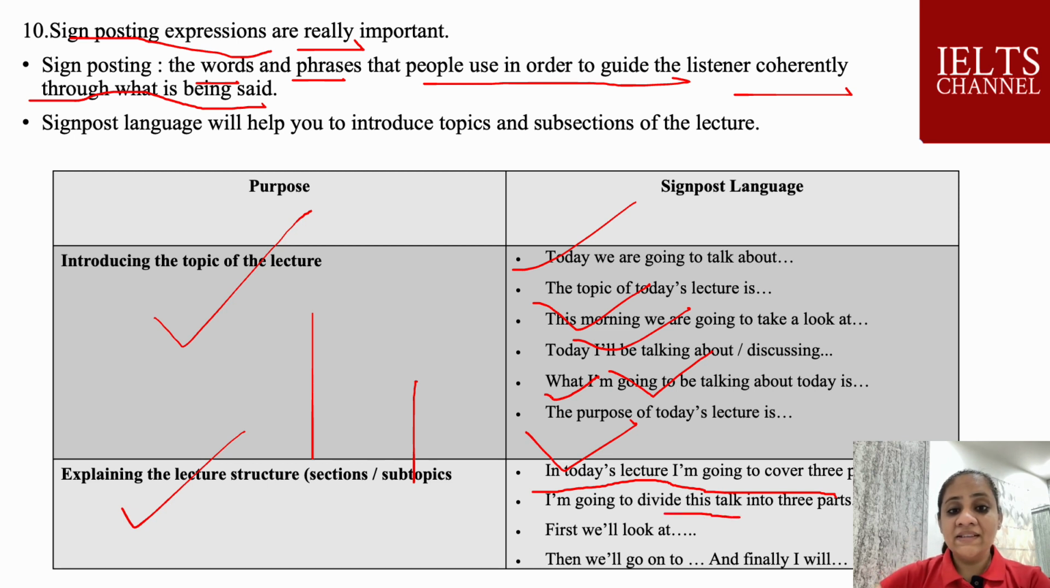I'm going to divide this talk into 3 parts, 3 categories. First we'll look at this category, then the next category, then we'll go on to the next topic, and finally we'll cover all the topics. So if they say, okay, I'm going to divide this talk into three sections, we have to be very attentive and aware that this talk contains three topics, so we have to focus on the individual topics. With the signpost language, we can predict which kind of lecture is delivered in the given audio script.